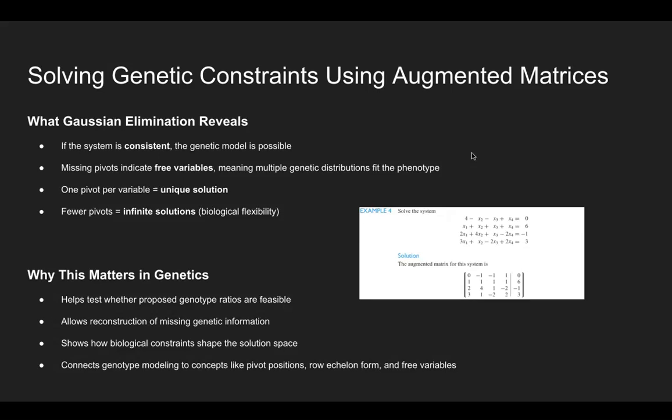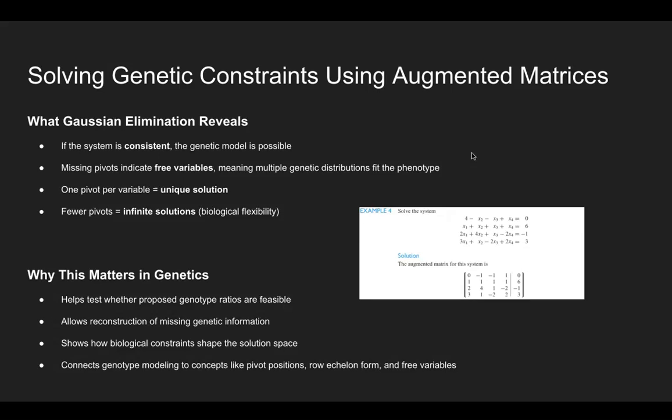What Gaussian elimination reveals: if the system is consistent, the genetic model is possible. Missing pivots indicate free variables, meaning multiple genetic distributions fit the phenotype. One pivot per variable gives one unique solution. Fewer pivots equal infinite solutions, biological flexibility.